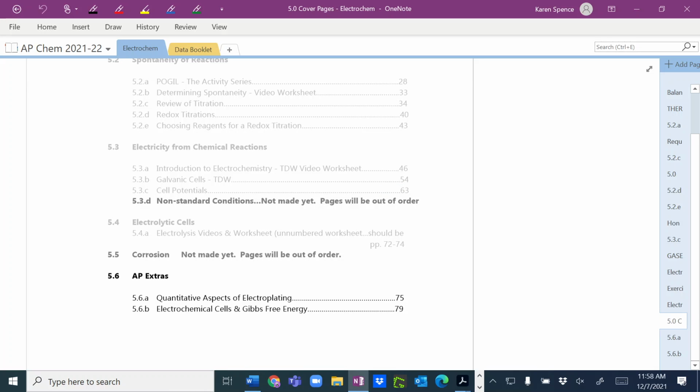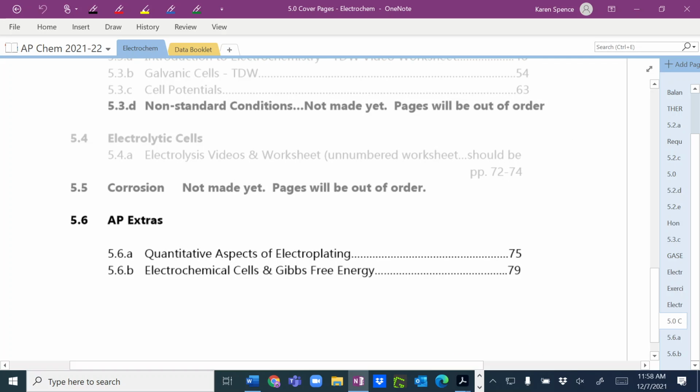So unfortunately, because I'm putting this together as we go, this package contains 5.6, which is like the AP extras. Everything that we have done up till this point is part of the regular Chemistry 12 curriculum. This part here, 5.6, is the only extra bit. There's something else later on with the KEQ, but we need to do equilibrium first. We can't do it yet.